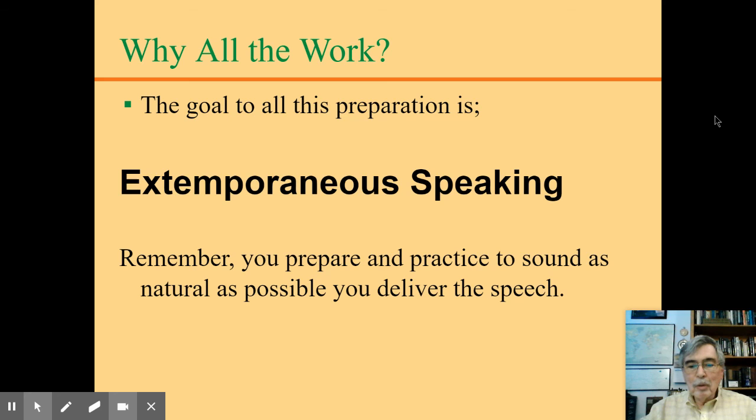I will show you examples of completed outlines. I will also give you an outline template that you can use and make your own. So we will be doing that before we move on to some of the more complex speeches.